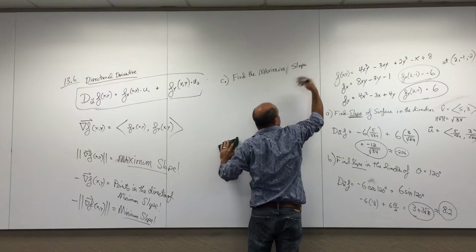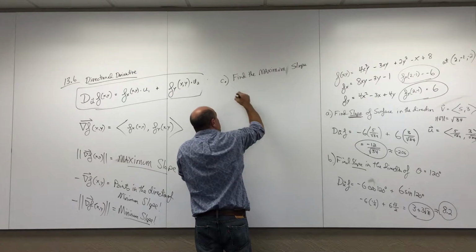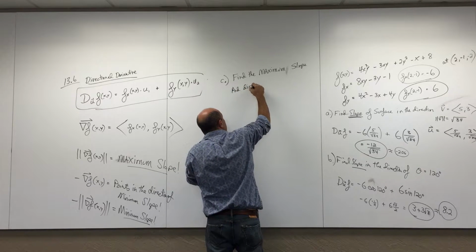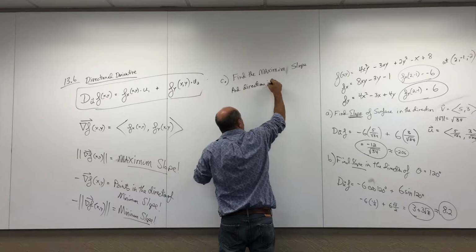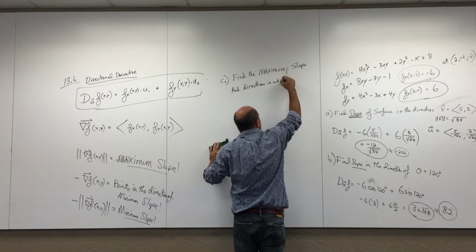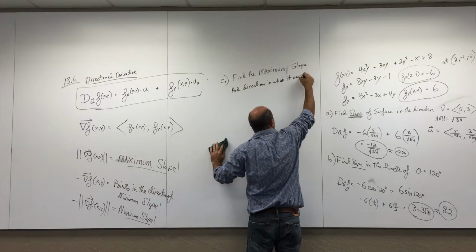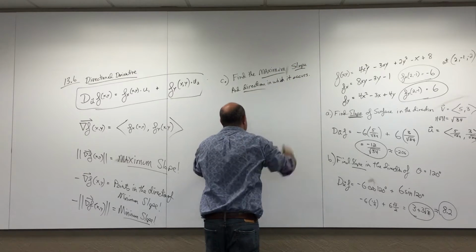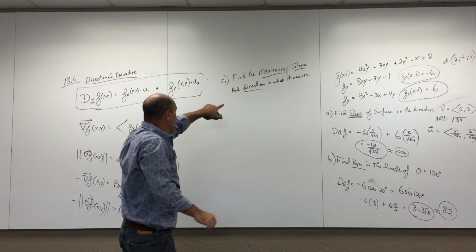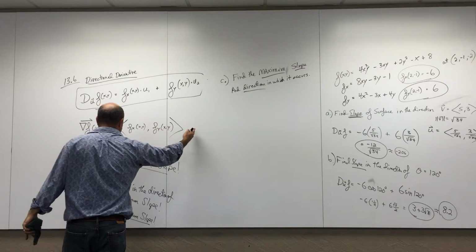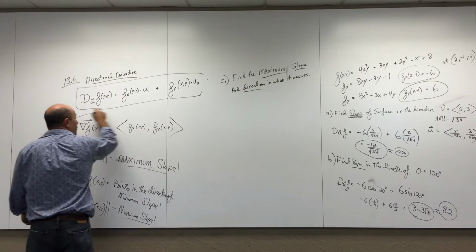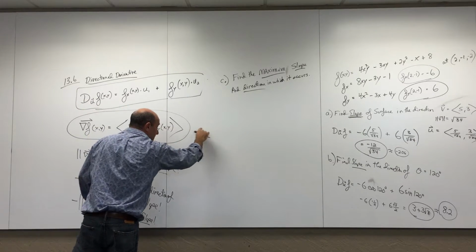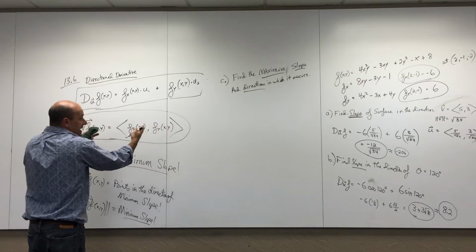I'm still standing at the same point. I want the maximum slope and the direction in which it occurs. Well, if you were listening today, the maximum slope and the direction in which it occurs, well, I just erased my good notes. But this thing, the gradient, was the direction of maximum slope. I just erased it. The gradient is the direction of maximum slope.